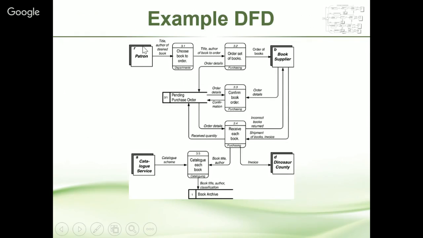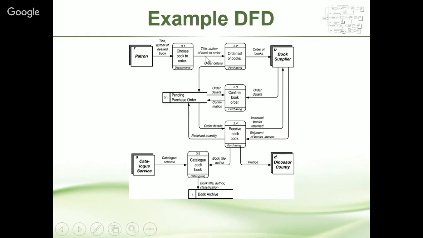So here we have a patron, we have a book supplier, Dinosaur County, which I think it's probably actually a real county, but it's a county. And then there's a catalog service, and those are all external to the system. And we're going to walk through this as though it's a manual system. At this point, it's probably quite automated, but we're going to walk through it as though it's a manual system. This is a process box, this rectangle with the rounded corners.